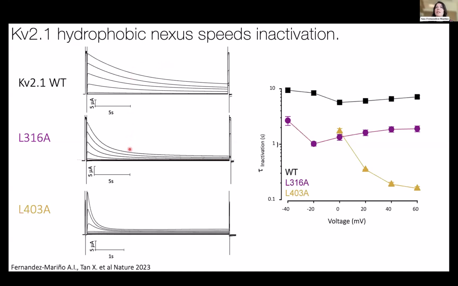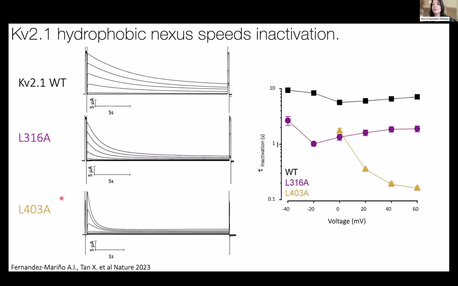And what you can see here with these long 3-pulse protocols is that L316A inactivates faster than the wild type, like 10 times faster, and L403A inactivates even faster than the wild type or the other mutant, like 100 times faster. And if you see the scale, I didn't even need the 20-second pulse protocol that I used for the wild type. For this mutant, with 5 seconds, actually with 1 second, you have enough.